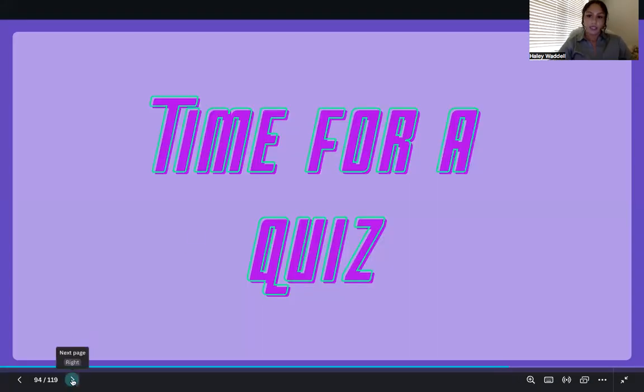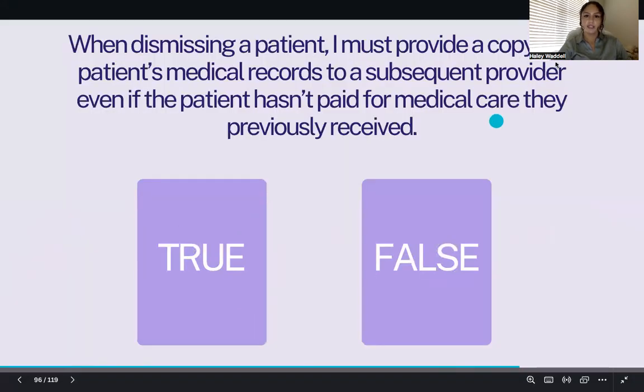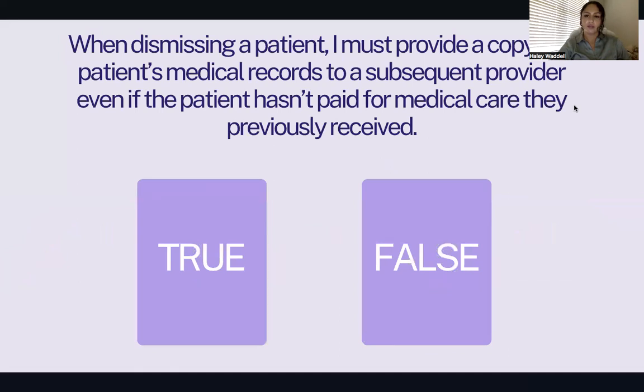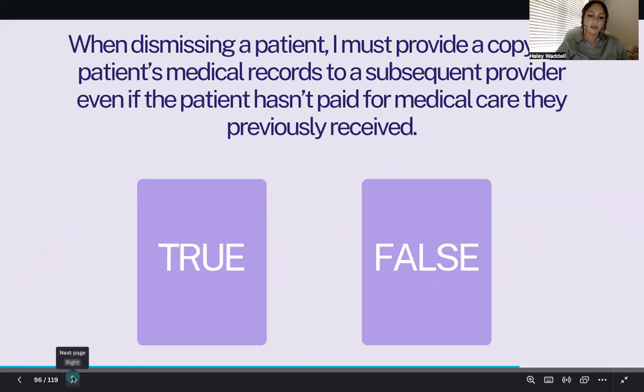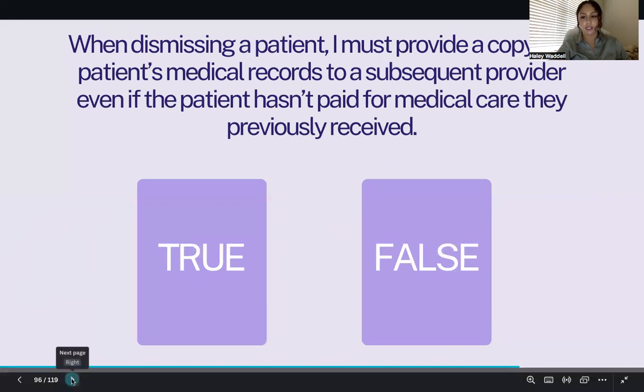Time for a quiz. Number one, when dismissing a patient, I must provide a copy of a patient's medical records to another provider, even if the patient hasn't paid for medical care they previously received. True or false? True. Even though they're seeing another physician, it's still your obligation and responsibility to give those records over to them so they can still get the care that they need.